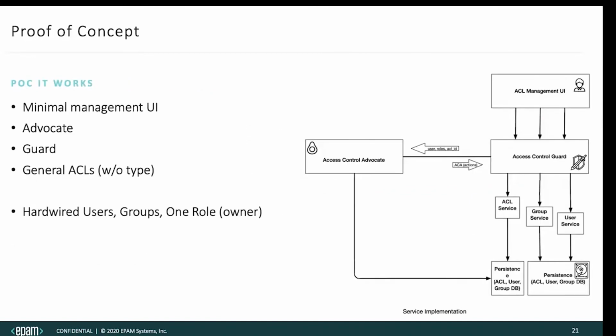The proof of concept was a minimal management UI that we can work with, the advocate. We had a guard. We had general ACLs without ACL type. And we had hardwired users, groups and one single role, owner. And these were hardwired for the application.